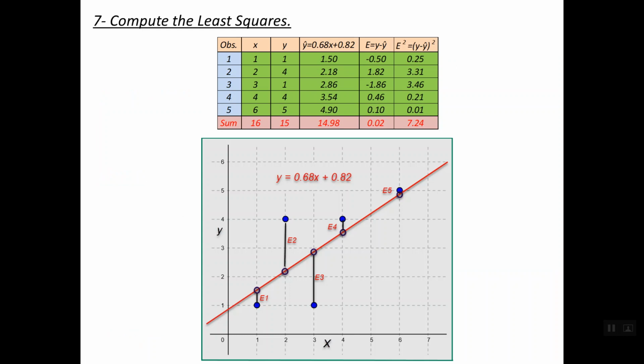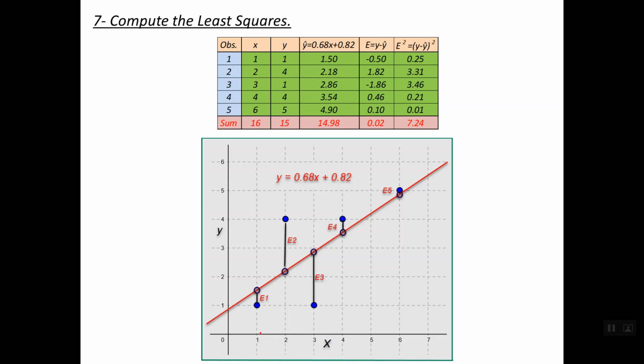Now we are asked to compute the least squares of the errors. Here we have 5 values of errors. For point 1 we have E1, for point 2 we have E2, for point 3 we have E3, for point 4 we have E4, and for the last point we have E5. For each of these values of e, we need to determine the value and square it.